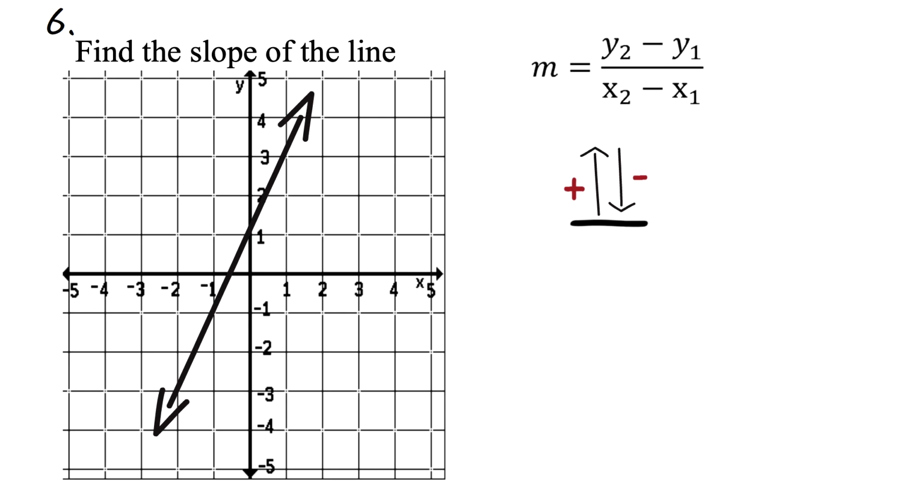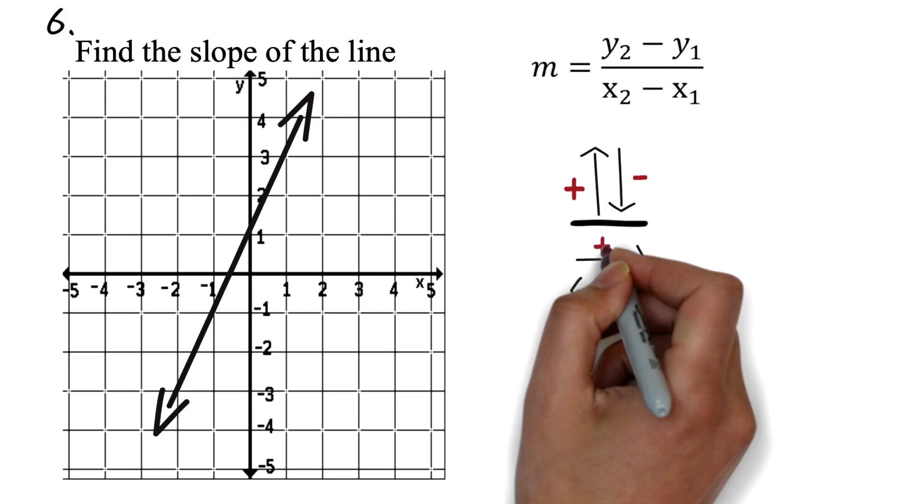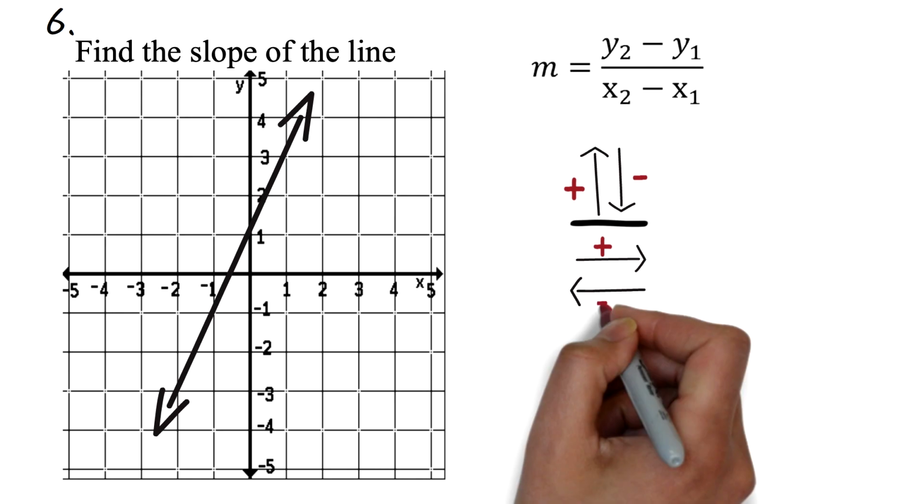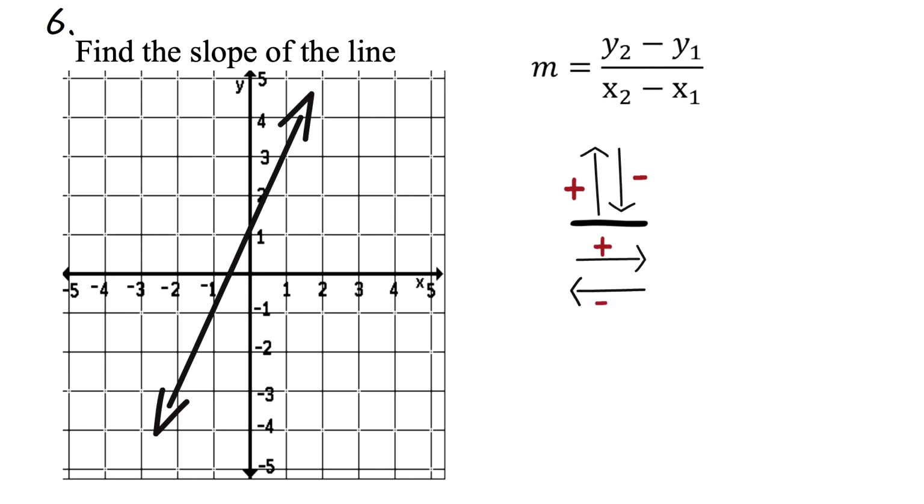The change in x simply means how many points you are going to the right or left. If you are going to the right, then you have a positive change. If you are going to the left, then you have a negative change. Take a moment and let this sink in.